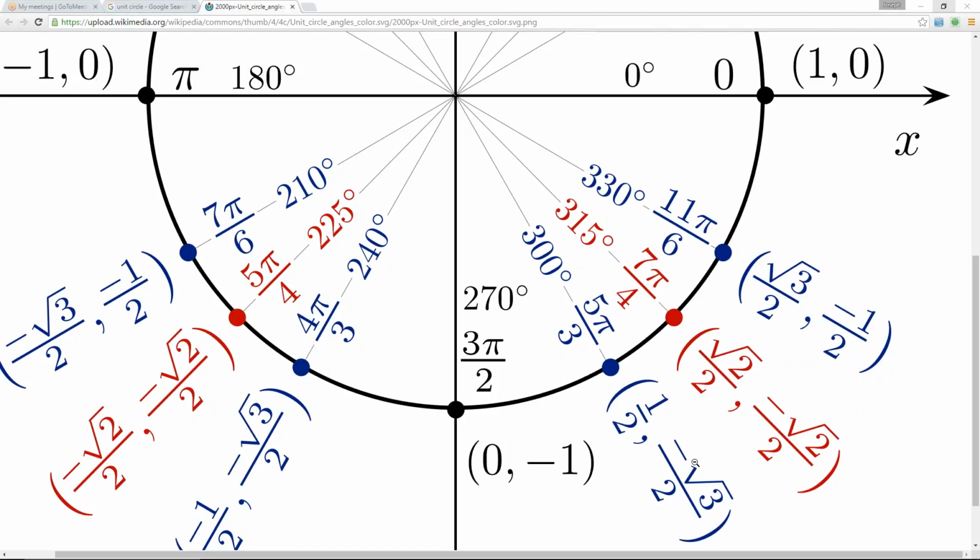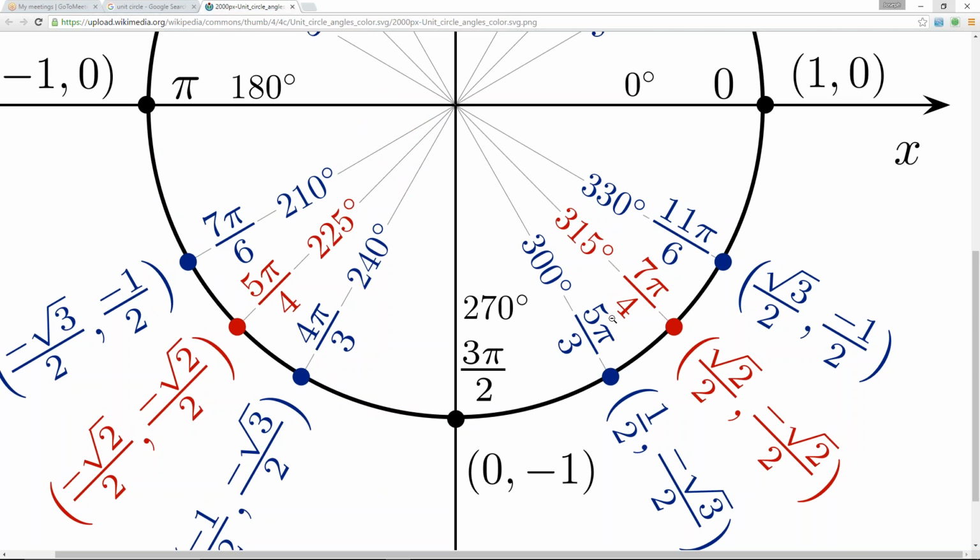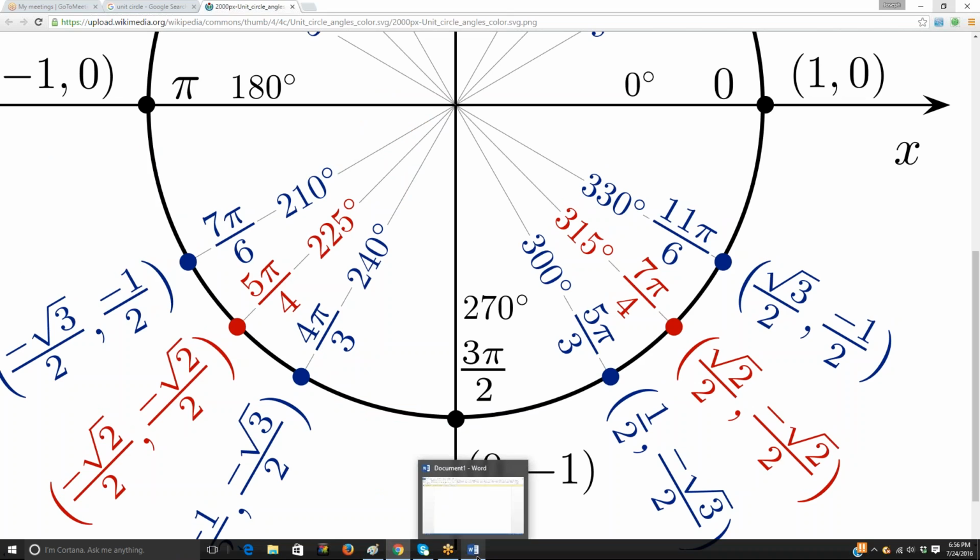X and Y. Oh, the negative radical 2/2. Right, so your answer would be 7 pi over 4, because this is sine over cosine, so y over x: negative radical 2/2 over radical 2/2 leaves you with -1. So it would be at 7 pi over 4. Yes.